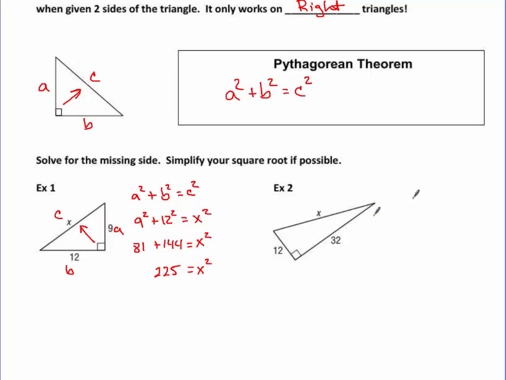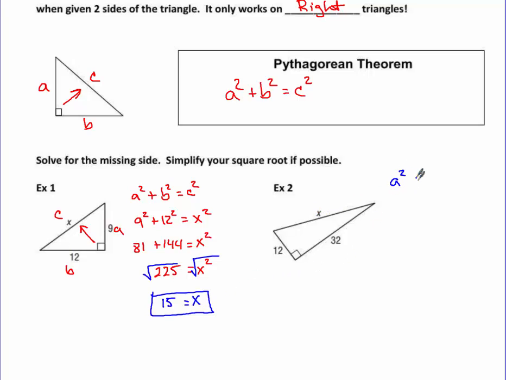So 81 plus 144 is 225. Okay, and now the way that we undo this, which is why we've been practicing all these square roots, when you have an x squared, if you square root both sides of it, that removes the squared. So now we'd have x equals, and it's whatever the square root of 225 is, which hopefully you've memorized by now, is 15. So our missing side is 15. Not too bad. We'll come over here and try another one.